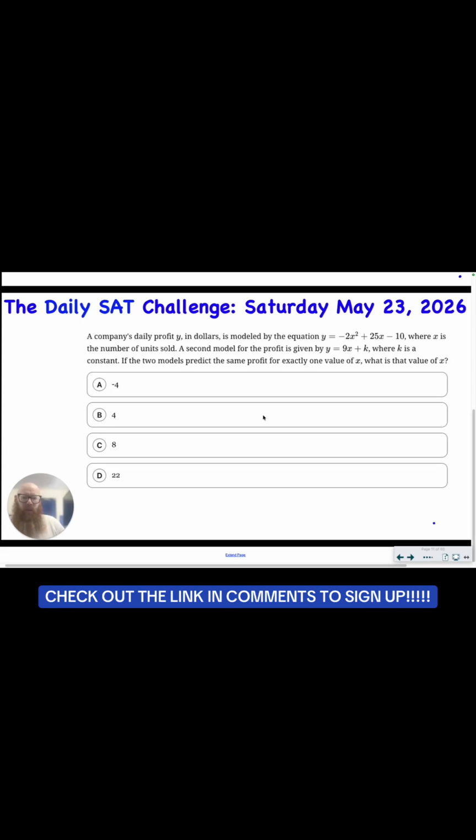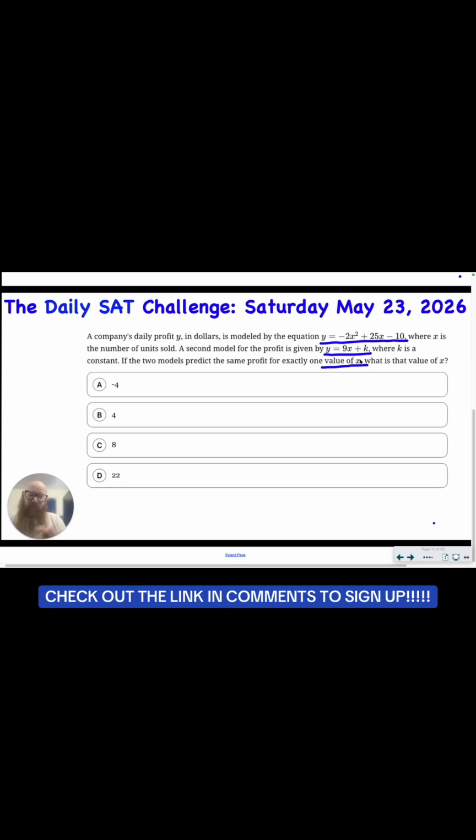So we got a company's profit. It's modeled by some quadratic equation. And then another model is modeled by a linear equation, where k is some constant. And then it says the two models predict the same profit for exactly one x value. All they're saying is that when you graph this, the parabola and the line intersect at exactly one point. That's all this is saying.